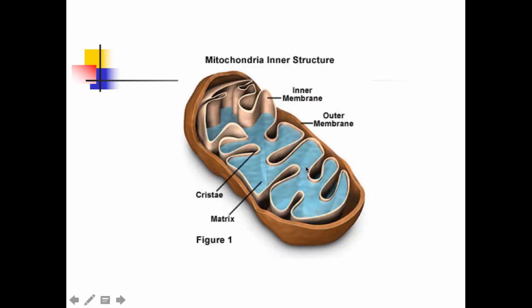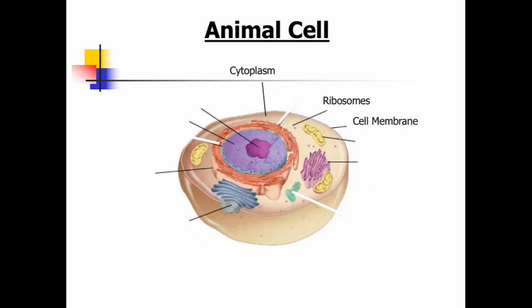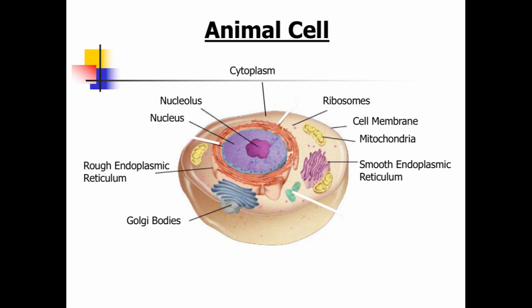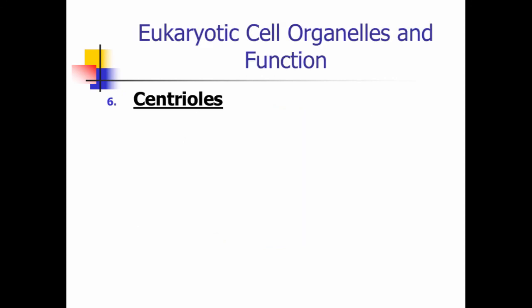So here's the mitochondria. It kind of looks like a bean. It always has this squiggle line in the middle, which is what we call the matrix. And this is where the glucose is broken down and transformed into that ATP form that the cell can use. And then the last one we're going to talk about in an animal eukaryotic cell are centrioles.